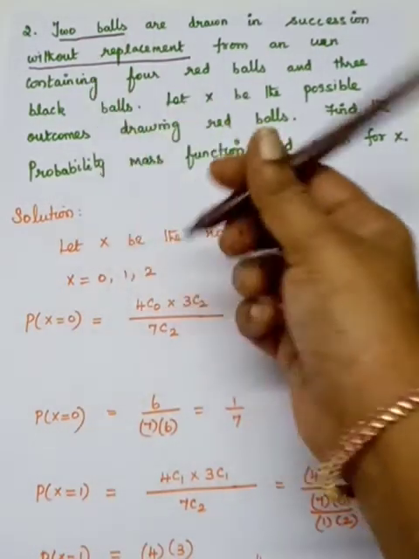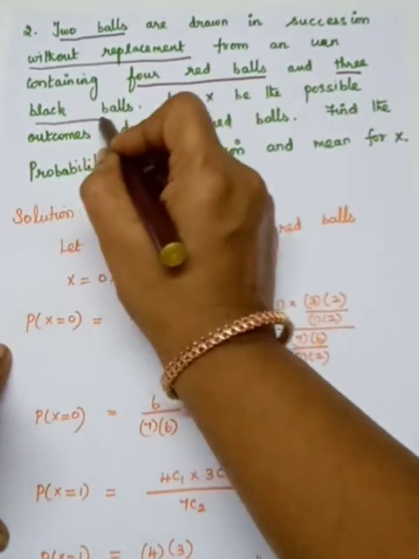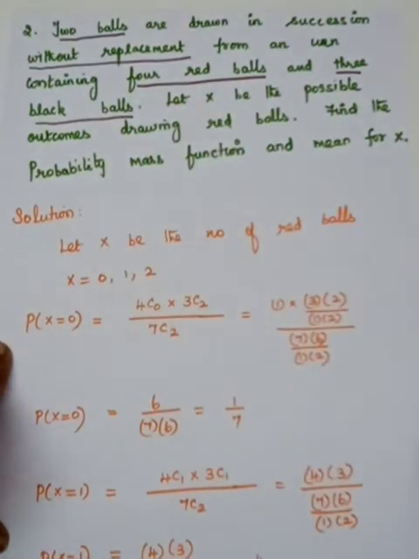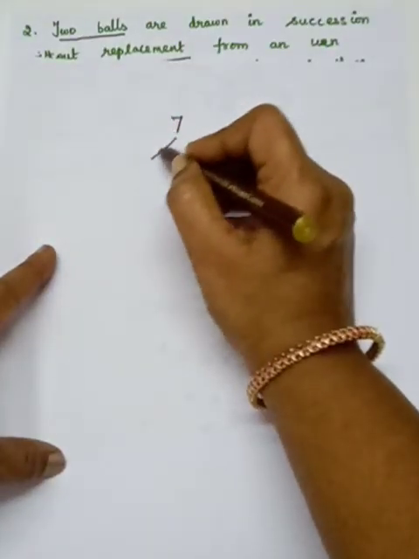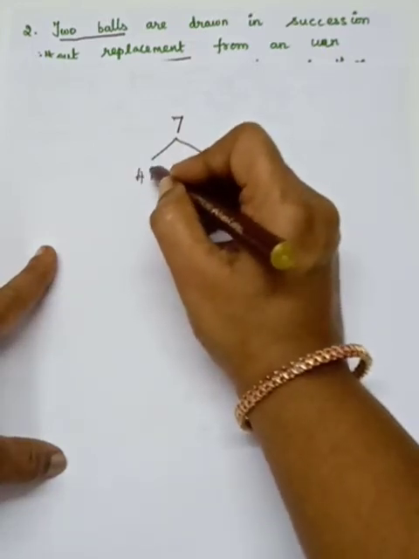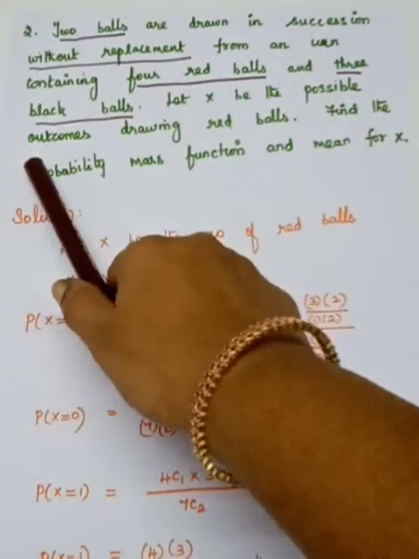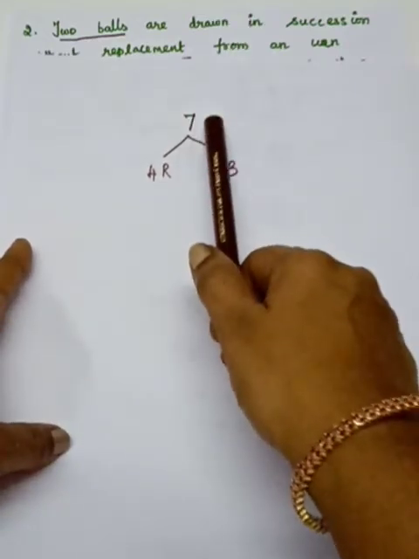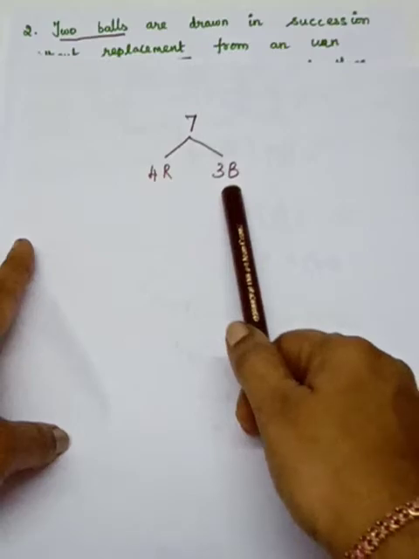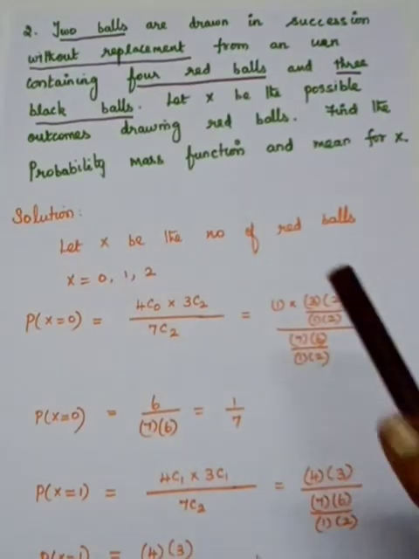From an urn containing 4 red balls and 3 black balls. See that totally you are having how many balls? 7 balls, out of which you are having 4 red balls and 3 black balls. So 7 balls totally in the urn. Among the 7 balls, 4 are red and 3 are black. So from this, you are taking 2 balls one by one without replacement. So that is the sentence given here.